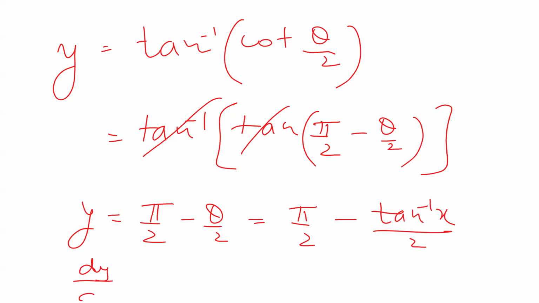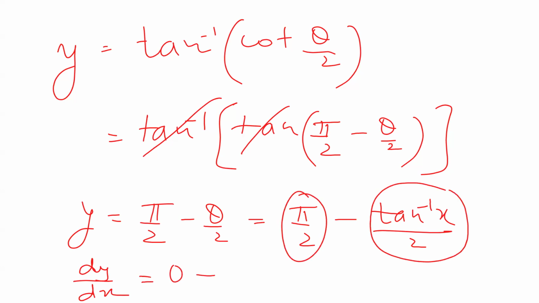So dy by dx: derivative of pi by 2 is 0. Derivative of tan inverse x by 2, so take half outside. Derivative of tan inverse x is 1 upon 1 plus x square. So minus 1 upon 2 into 1 plus x square. Understood? Okay. Question number 27, sub question 2. Fine. We'll solve this problem right now.